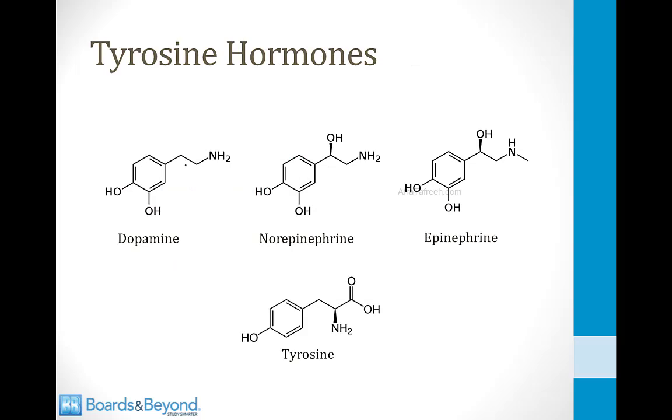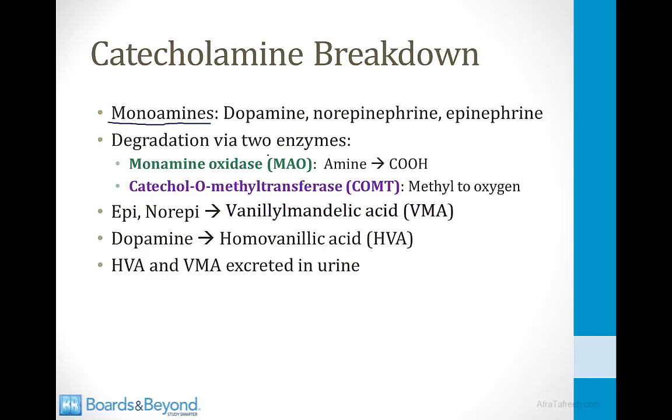If we go back to this slide, you can see that dopamine has a single amine group, so does norepinephrine, and so does epinephrine, and hence all three are called monoamines. These monoamines are degraded by two enzymes. The first one is called monoamine oxidase. It converts the amine group into a COOH group. I'll show you a picture of that on the next slide.